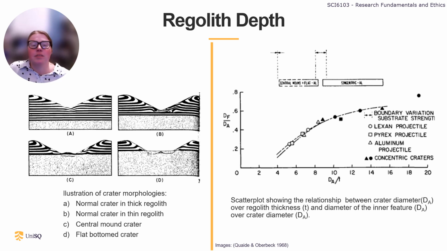This topic was first explored in 1968 by Quaid and Overbeck's paper that is commonly cited for proving craters are caused by impacts. They conducted experiments on Earth using projectiles made from aluminium, Pyrex glass, and Lexan into a faux regolith and substrate layer, made of sand and epoxy resin. They compared the morphologies of the experimental craters to the images taken by the Lunar Orbiters 2 and 3. They found a relationship could be derived between crater measurements taken and the depth of the regolith layer.